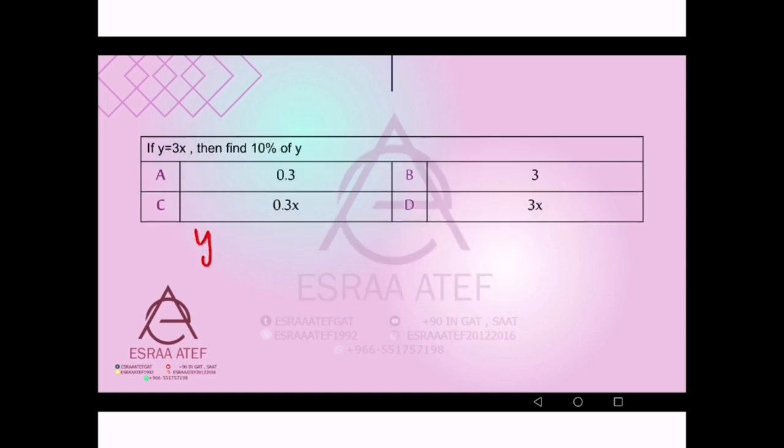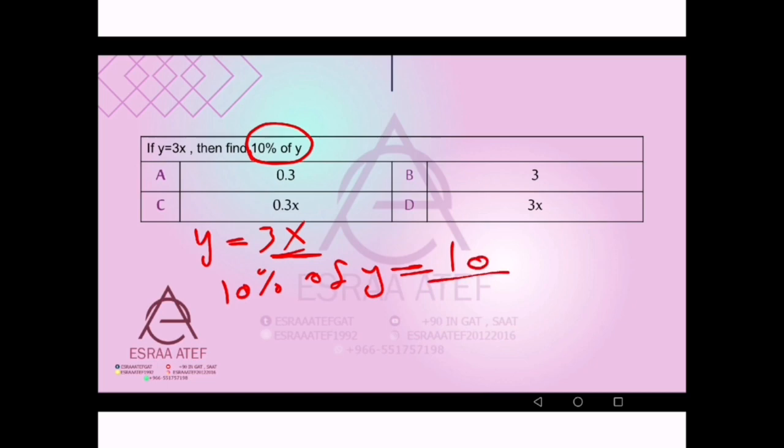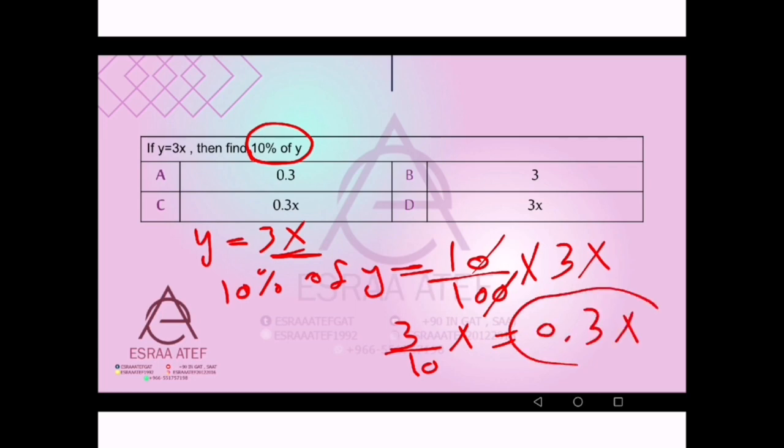Here we have y equals 3x, and he wants to get 10% of y. We have the value of y, which is 3x, so 10%, which is 10 over 100 of 3x, which is 3 over 10x, the same as 0.3x. So the answer will be 0.3x.